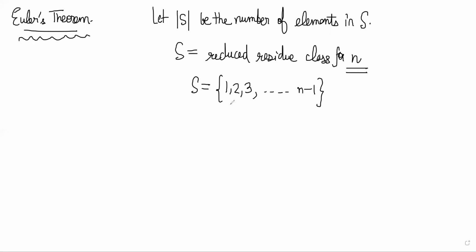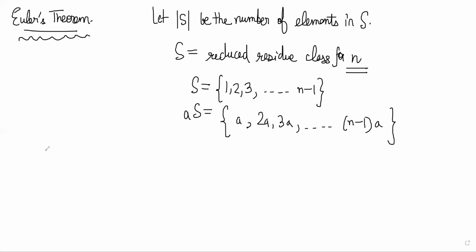Now, if you take the set A times S, what is it? It is A, 2A, 3A, and so on till (n minus 1) times A.